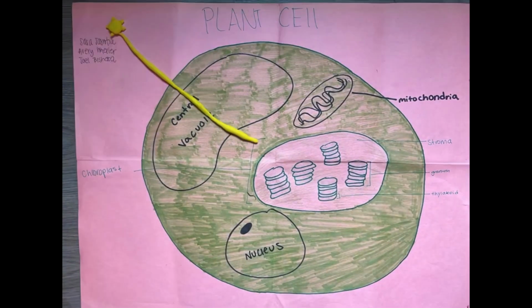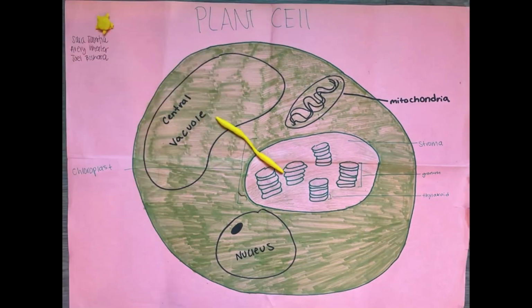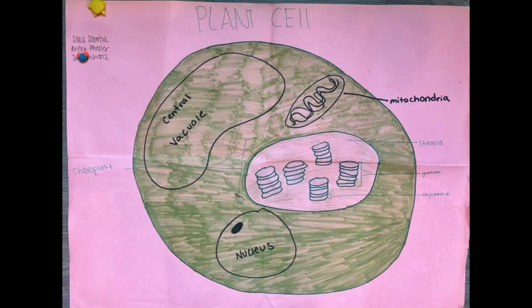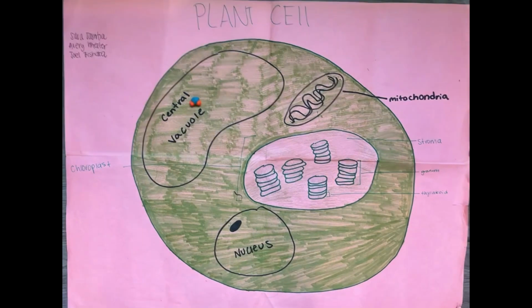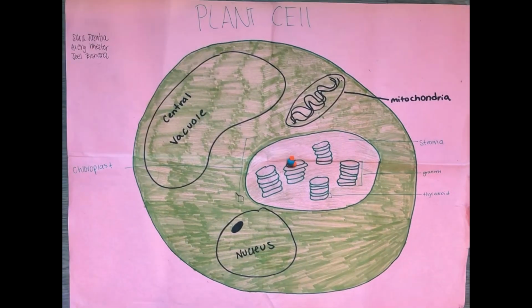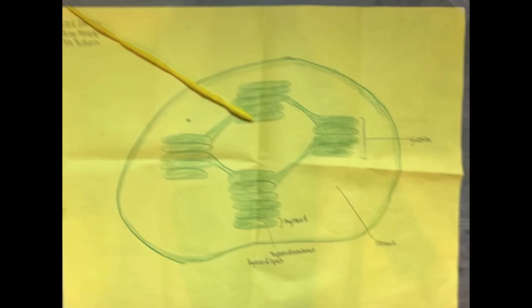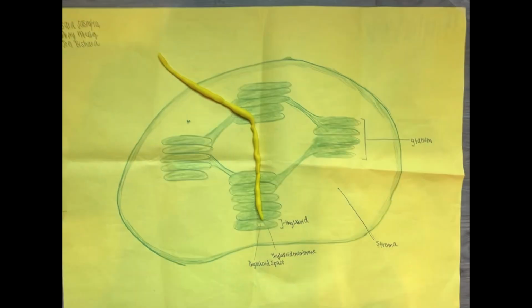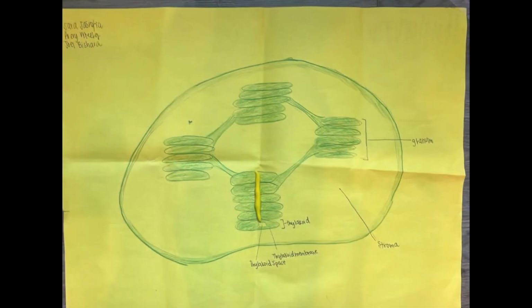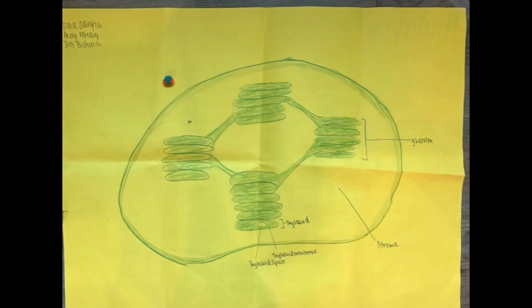Here we show light entering the cell and going through the chloroplast. Now here we have one molecule of water coming into the chloroplast as well. The light will go through the chloroplast and into one of the thylakoids. The same will happen for one of the water molecules.